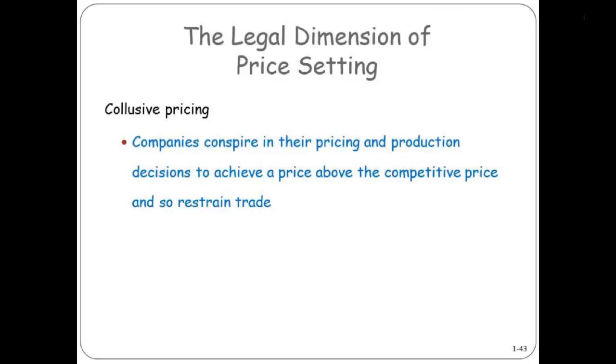Collusive pricing. Where is this done? Oil and gas, OPEC. Companies conspire in their pricing and production decisions to achieve a price above what would normally be the appropriate competitive supply and demand price. Where else was this? This was accused, I think, in football, where there was an accusation that the owners were in collusion to establish lower prices for labor in terms of hiring football players.